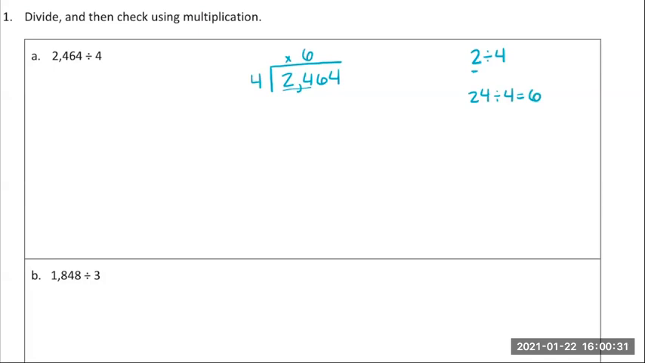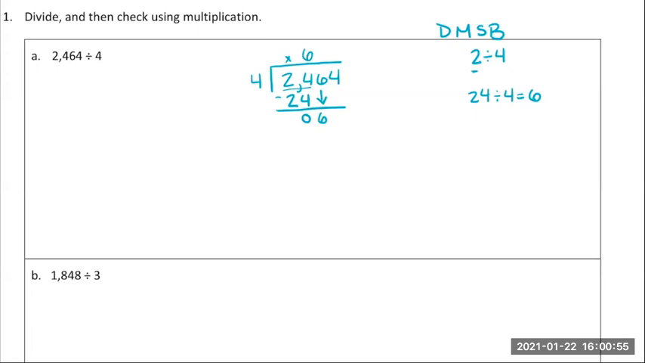Okay, then we are going to do our next step. I'm going to write our steps up here: divide, multiply, subtract, bring down, so we can remember those. So we divided. Now we're going to multiply. 6 times 4 gives us 24. Then we're going to subtract. We have 0. Then we are going to bring down our 6.